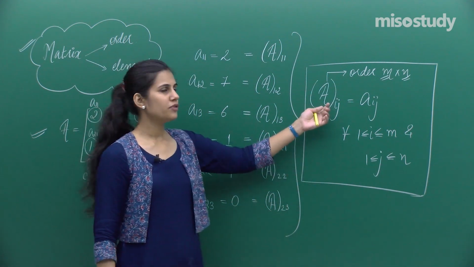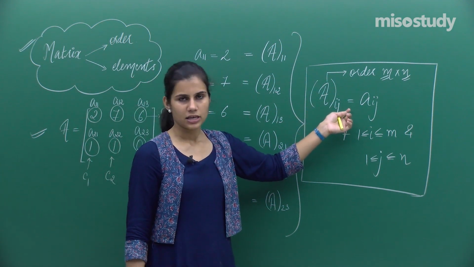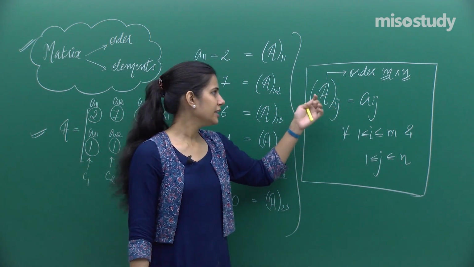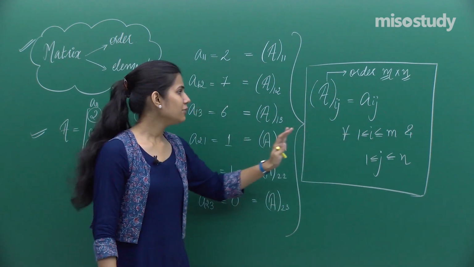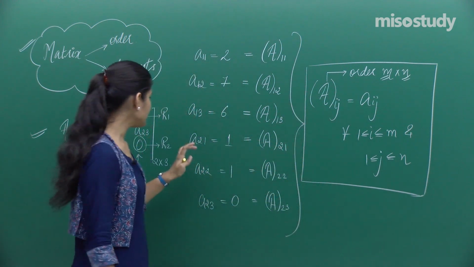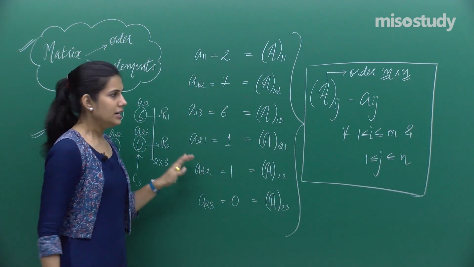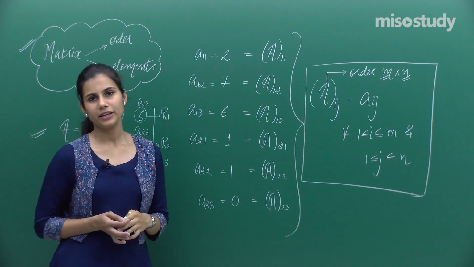Okay? If the name of the matrix is B, then it will be B matrix's ijth element. If the name of the matrix is capital C, then capital C's ijth element is Cij. Right? In any way, this is what I wanted you to note. Once this is understood, let us move towards understanding the concept of equality of matrices.